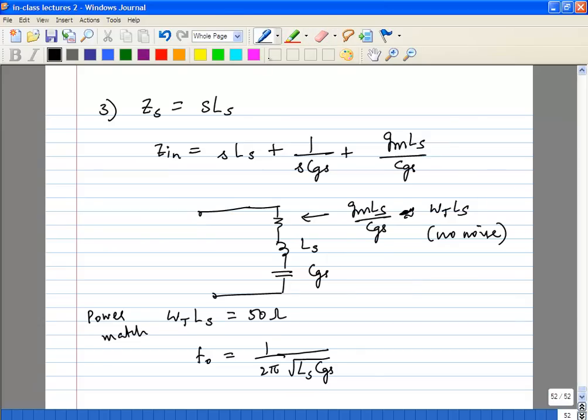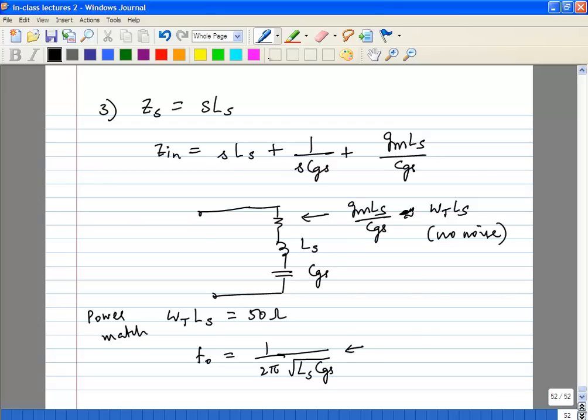So let's say you have designed your transistor. This omega t is the omega t of the transistor. Let's say you have designed it for gain and noise and so on, so you can't fix that. But now you can choose Ls such that your input is power matched to 50 ohms. Now the problem is, once you design your transistor, your Cgs and omega t are known. So what that means is you can't decide F0. You power matched it, but the resonant frequency may be way off.